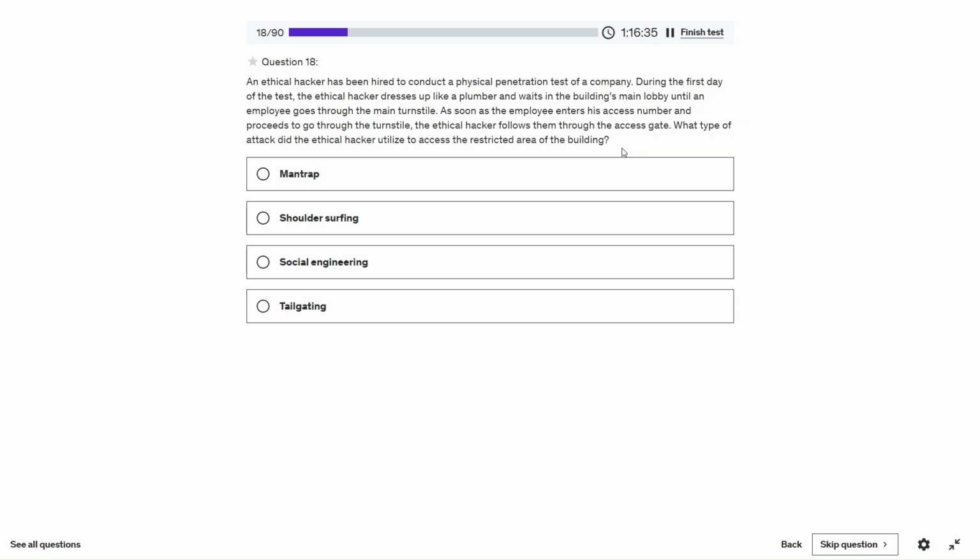So in this case, the attacker is actually following the victim, and got the chance to pass the security barriers by following the first person. So it should be tailgating.